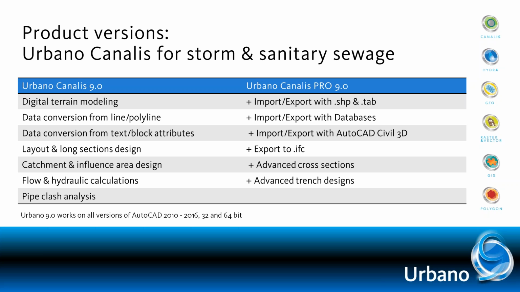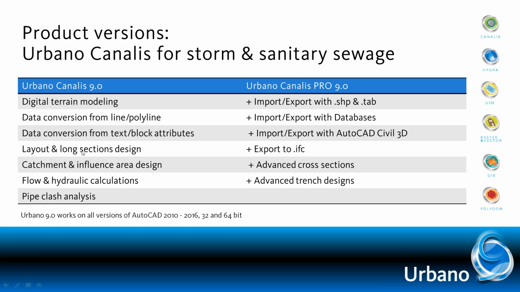Okay, so Urbano Canalis, I showed you like 10%. There is so much more that we didn't talk about, but it's just impossible to talk about in 1 hour. So the basic package, what you get: digital terrain modeling, and this also means support for the Civil 3D digital terrain model and for 3D face digital terrain model. You get data conversion from line, polyline and from text block attributes. Of course, you don't need to convert street names. You can convert pipe diameters or terrain heights or whatever.